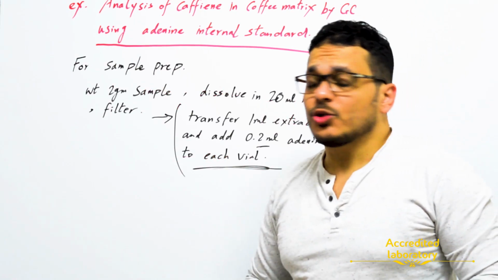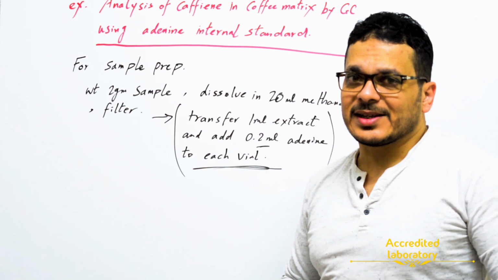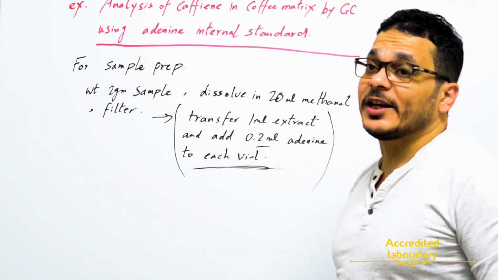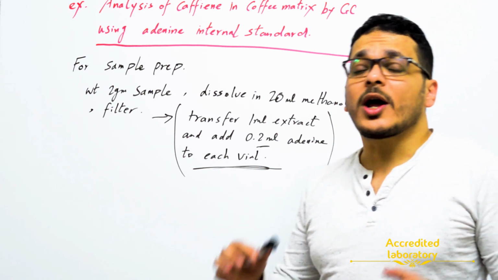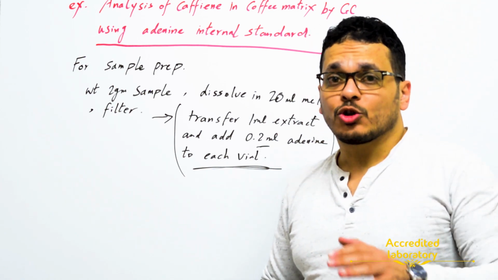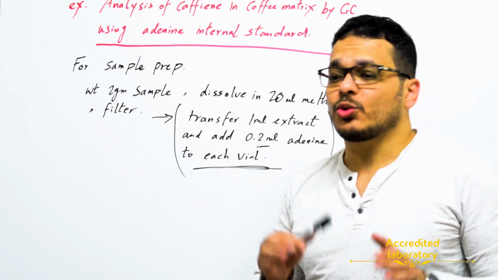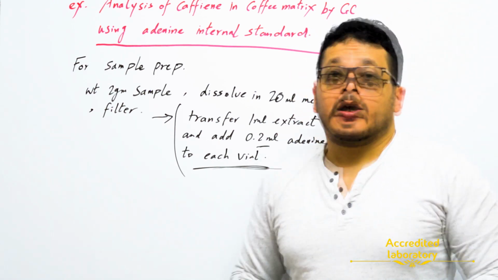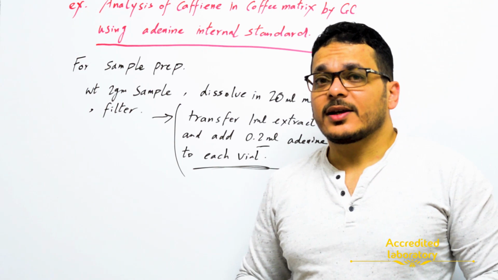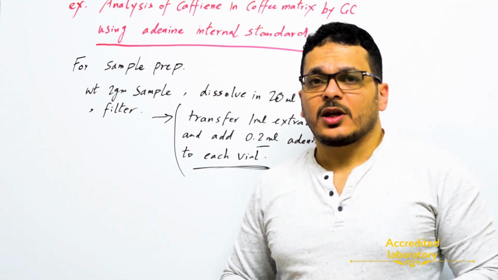For sample preparation, you will weigh 2 grams from the sample as example. Then you will dissolve in 20 ml methanol and filter the sample. Then you will transfer 1 ml from the extract to HPLC vial, and you will add to each vial 0.2 ml from adenine standard. In this example, you add internal standard after extraction steps.